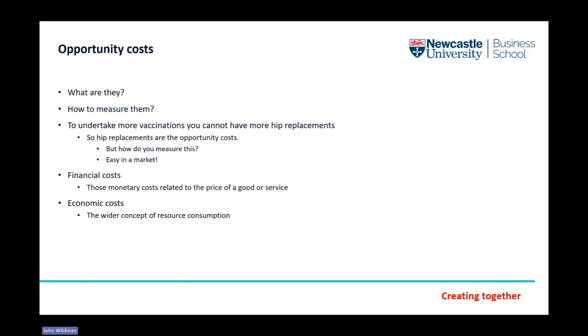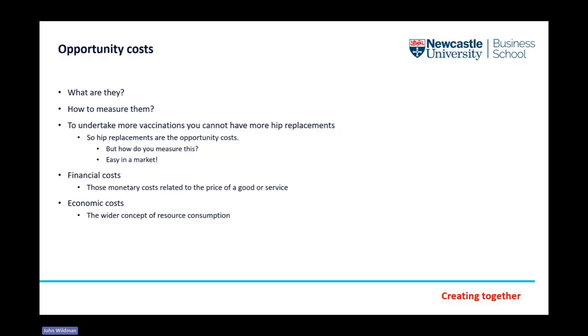It can reflect all sorts of things that are going to be sacrificed in order to be able to do what it is that you want to spend your money on. So for any option, what's the next best alternative? Now, they're actually notoriously difficult to measure.